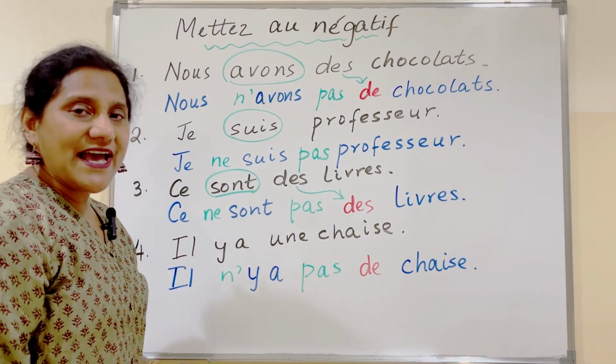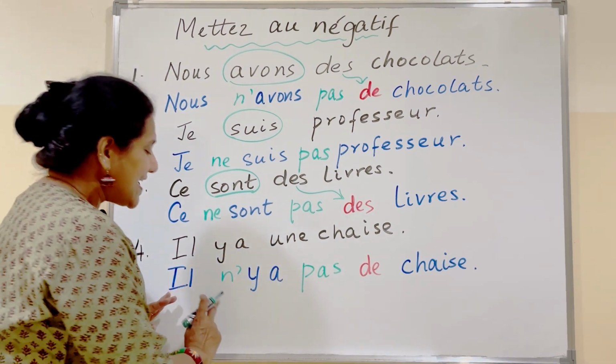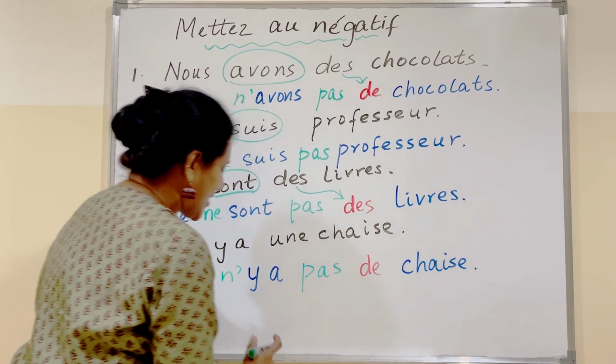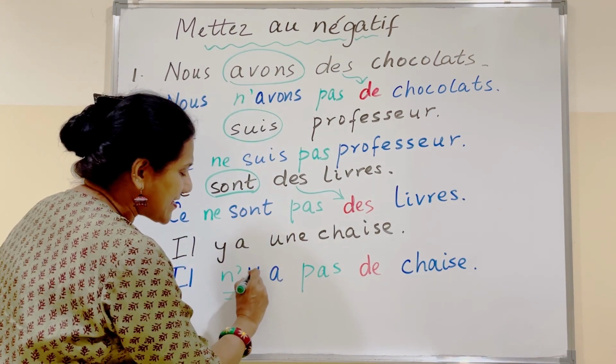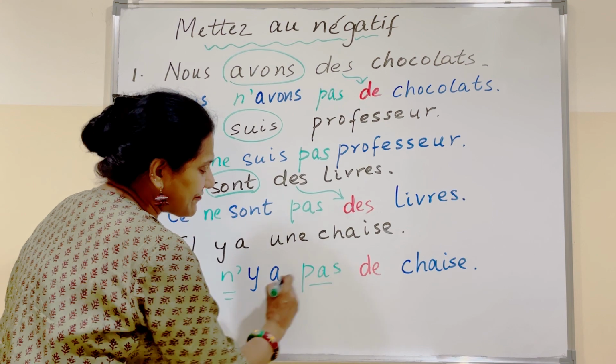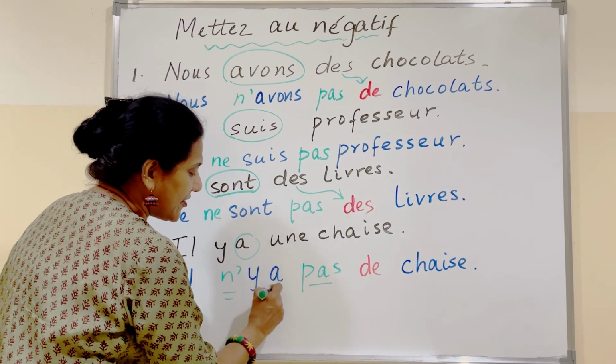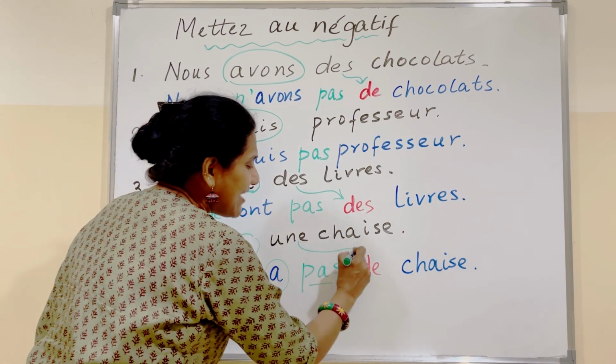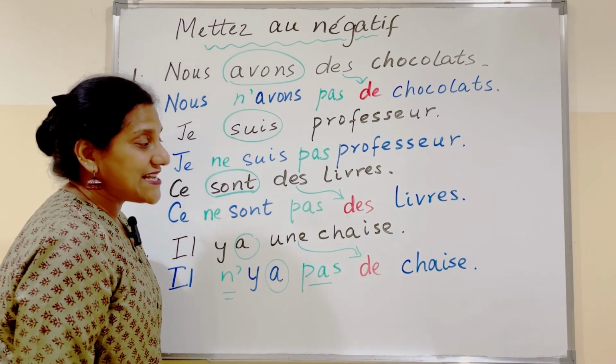Il y a une chaise, there is a chair. Il n'y a pas de chaise. So put ne before y a, pas after the verb here, and the indefinite article will change to de.